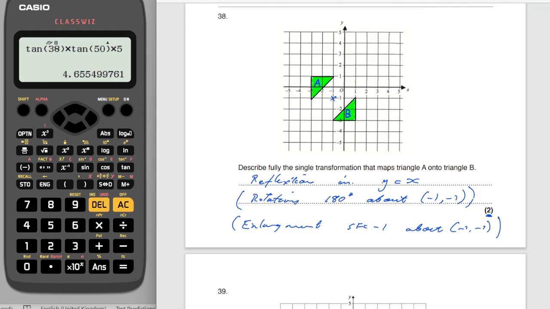Looking at the question, because it's only a 2-mark question, I would imagine the answer that they're looking for is a reflection in the line y is equal to x. But the other 2 are acceptable.